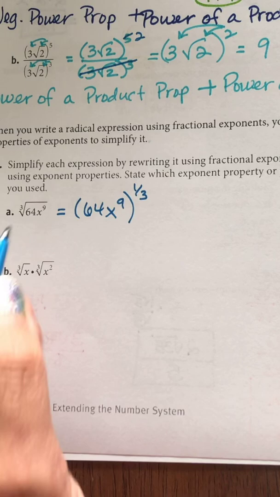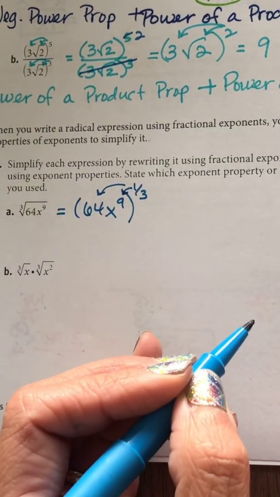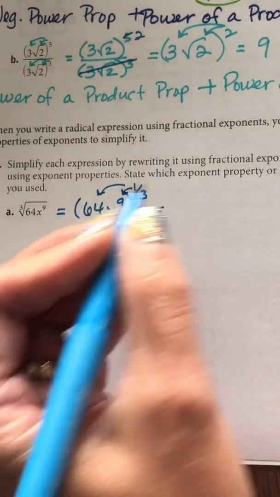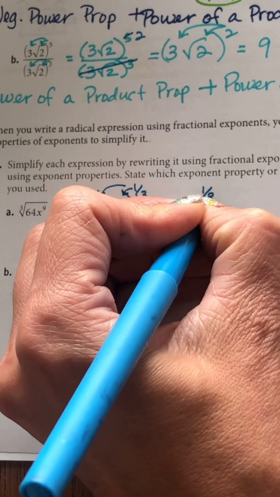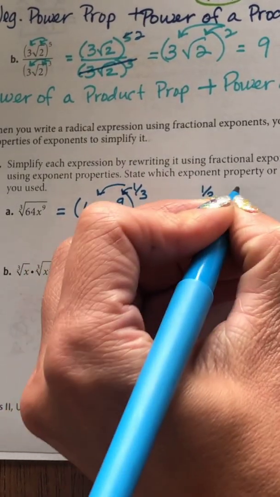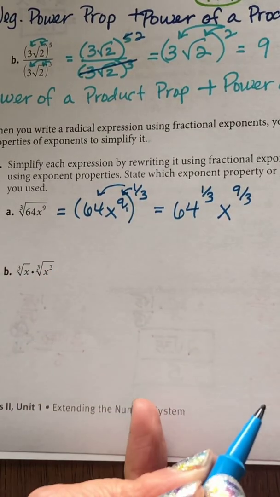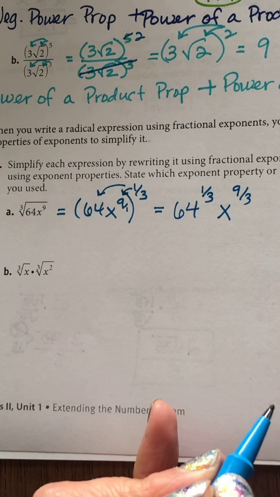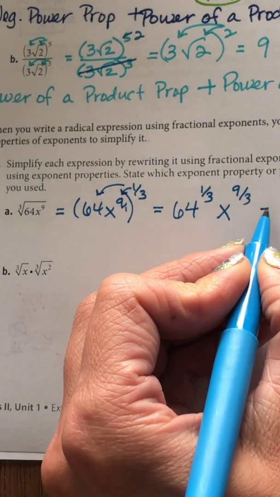All right, so let's go ahead and distribute the power of 1/3. Well, what is that going to look like? It looks like this. 64 to the 1/3 power times x to the 9/3 power. 9 over 1 times 1 over 3 is 9 over 3. Okay, well, let's keep going.